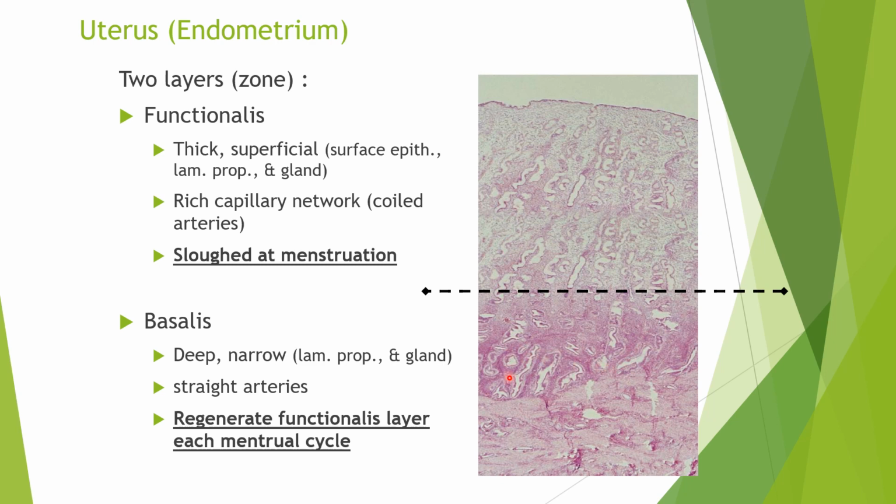Below this layer is the stratum basalis. Stratum basalis is deep and narrow. It has lamina propria as well as the glands, and the blood vessels supplying this area are the straight arteries. This is the part of the endometrium which is retained after menstruation, and from this part the whole of the stratum functionalis regenerates after every menstrual cycle.